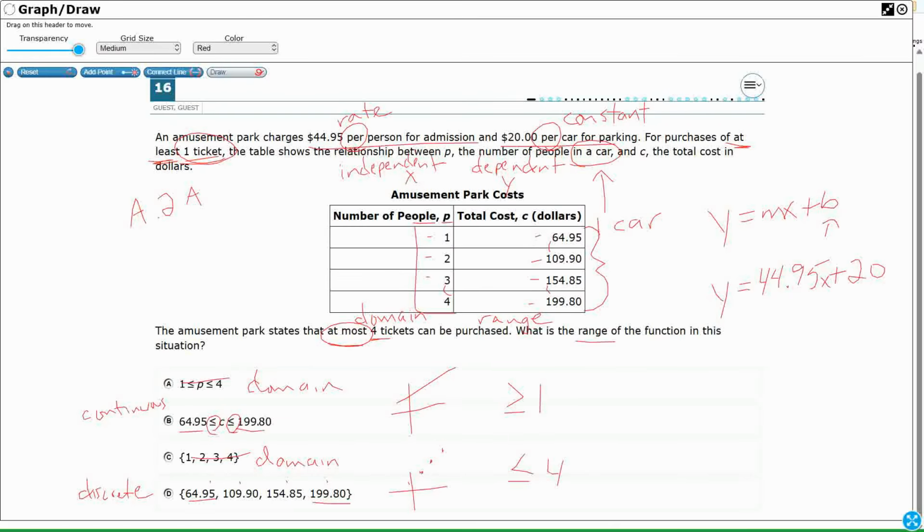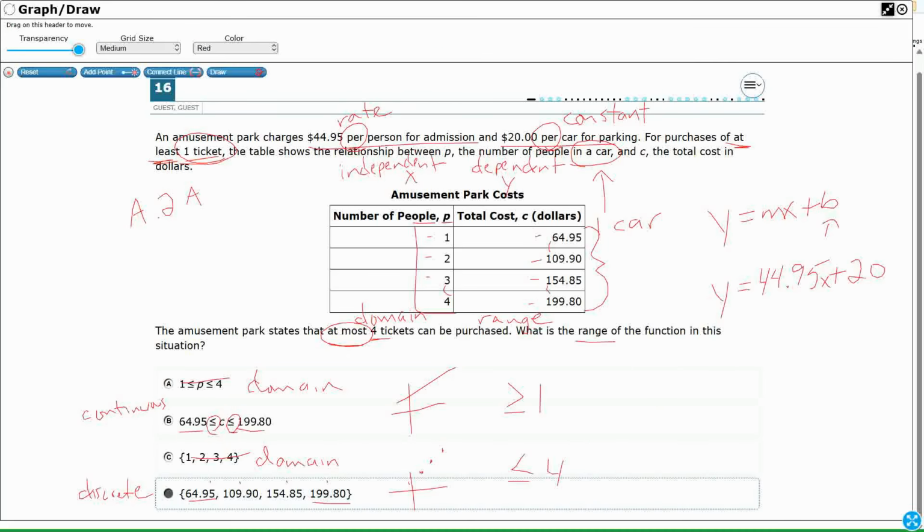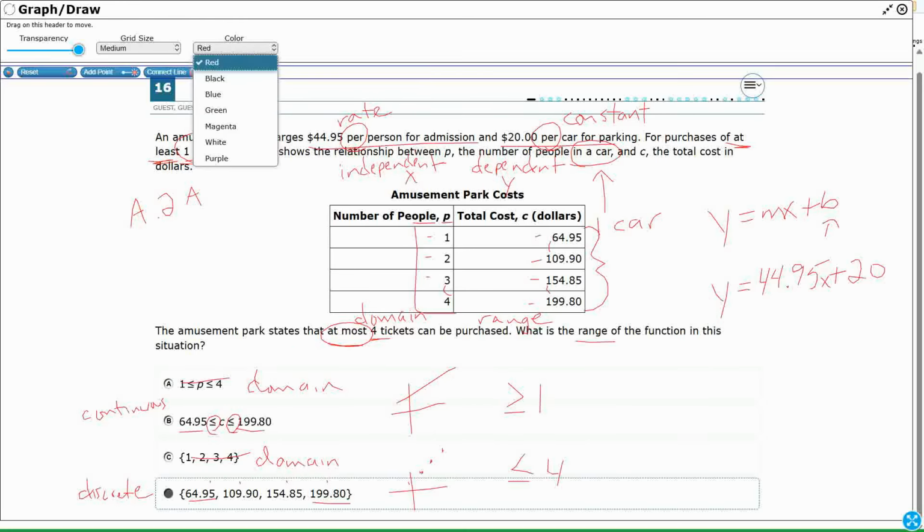Those 4. So we actually need the discrete data here because it's impossible to bring a decimal amount of people or get a decimal ticket. It has to be whole numbers. And so our answer is D.